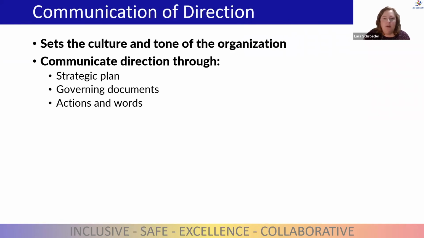The second thing the board needs to do is to communicate the direction of the organization. The board sets the culture and the tone of the organization, and the board can change that culture and that tone through both intentional and unintentional actions. The board communicates that direction through the strategic plan, through its governing documents and policies, through its staff, and through its actions and words.